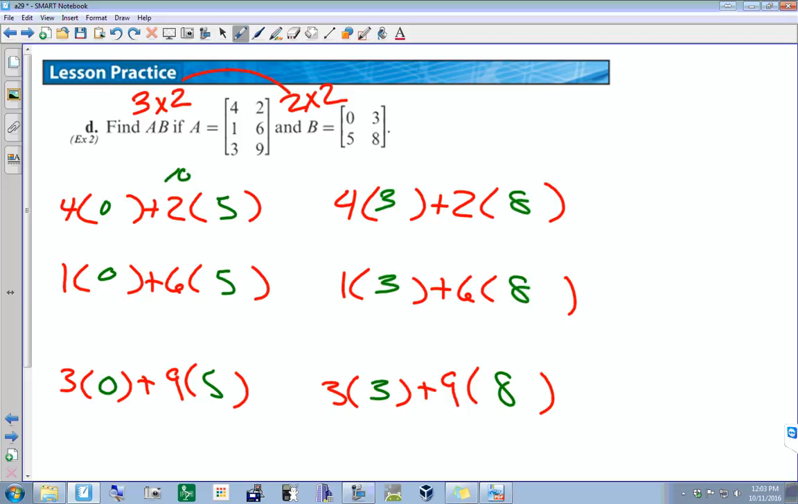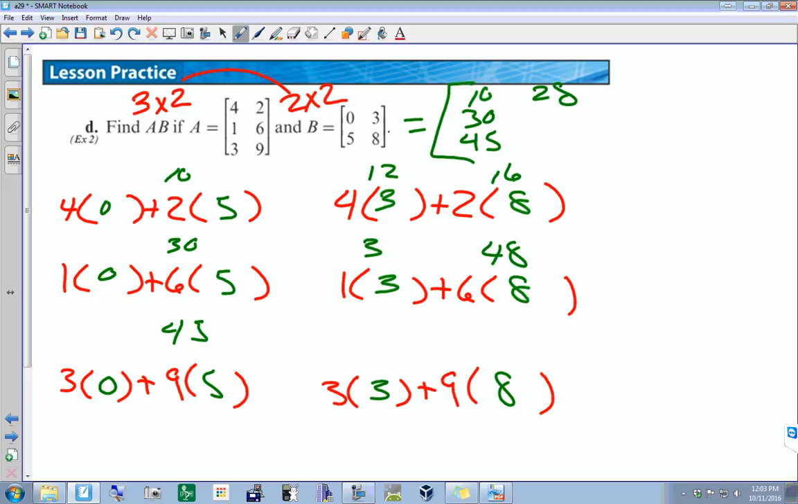Now it just 0, 10, 0, 30, 0, 45. All of this is going to be equal to 10, 30, 45. Over here, I've got 12, 16, so that gives me 28. Here I've got 3, 48, 51. And last but not least, I got 9, 72. So that gives me 81. Right here, right?